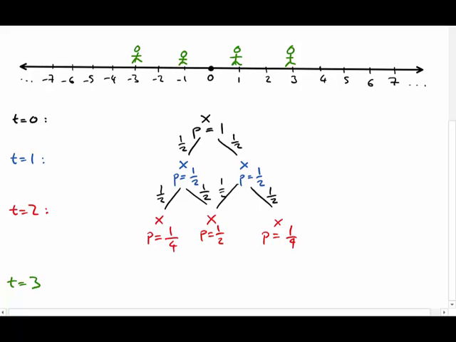Okay, so where can I end up? I can end up over here at -3. Okay, I can end up here at -1. I can end up here at 1, or I can end up over here at 3.